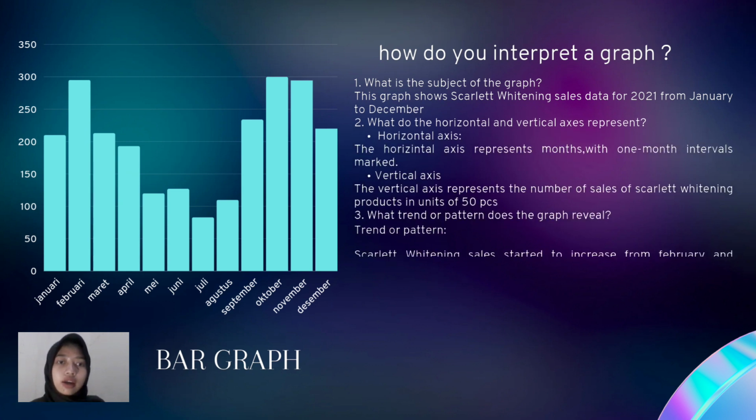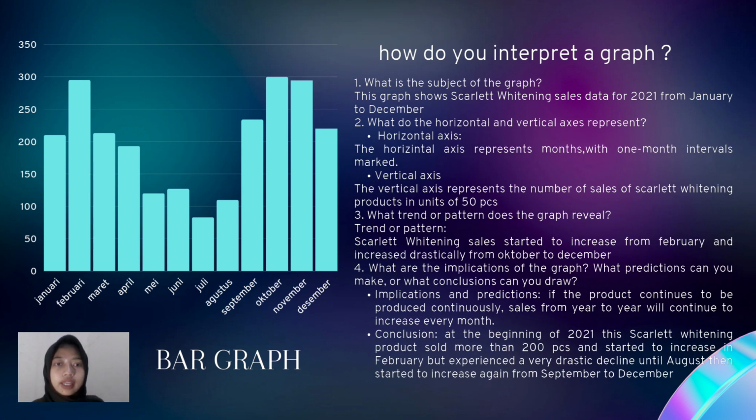Okay, next, how to interpret graphs. Here there is one type of graph, namely a bar graph, which explains sales data. To interpret the graphs, we must first answer several questions, including the first, what is the subject of the graph? The answer, this graph shows Scarlett Whitening sales data for 2021 from January to December.